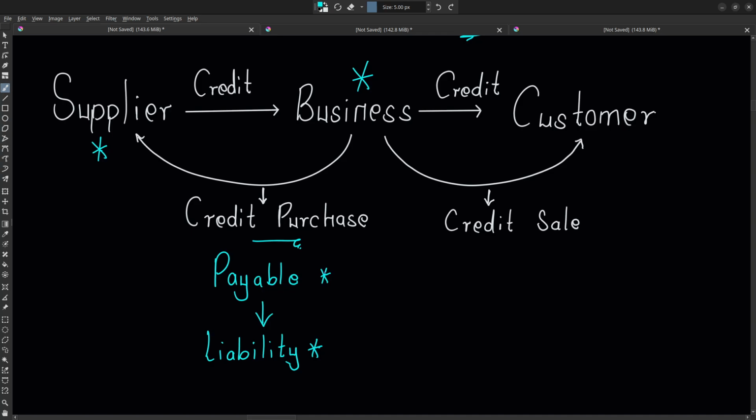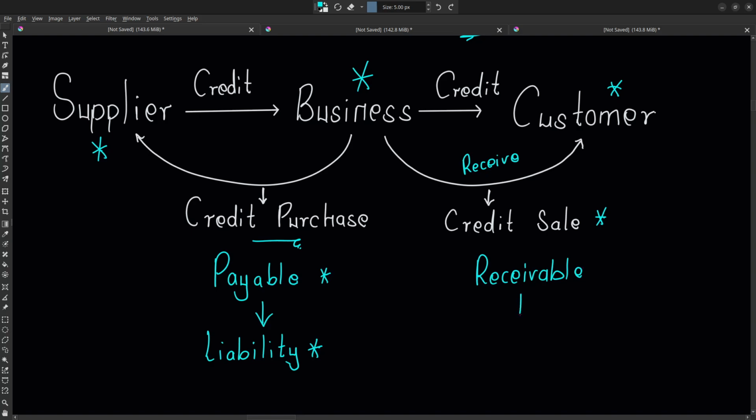Now on the other hand, this business went and sold these goods to the customer, still on credit. So this was a credit sale. What will this cause? The customer will need to pay the business. So the business is going to receive from the customer. In their books, they are going to recognize a receivable. They are expecting to receive something from the customer because they have already given this customer these goods.